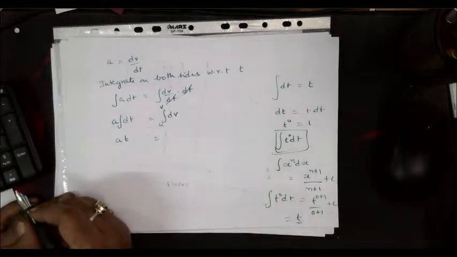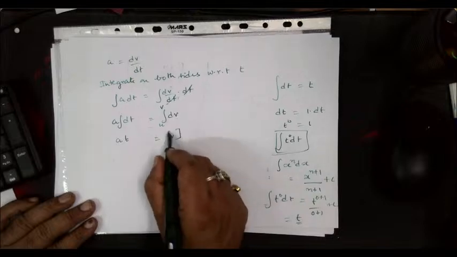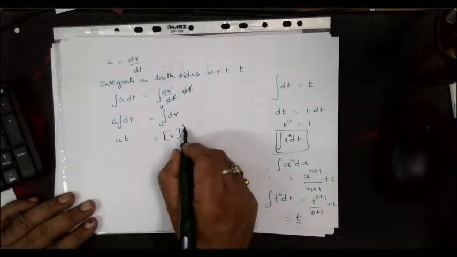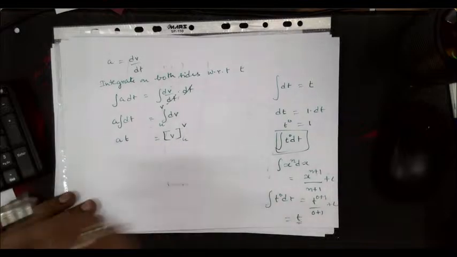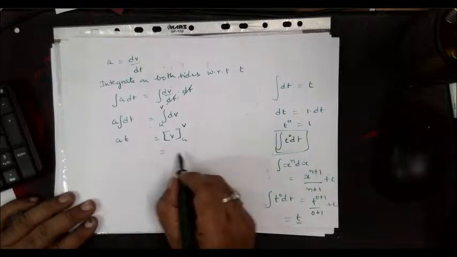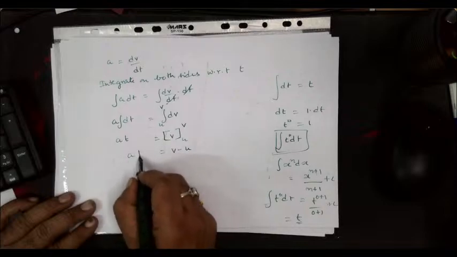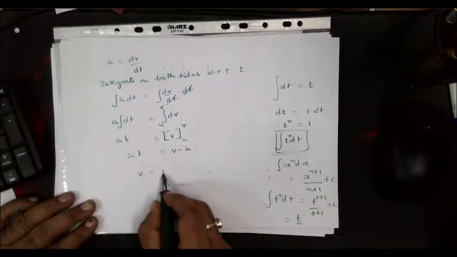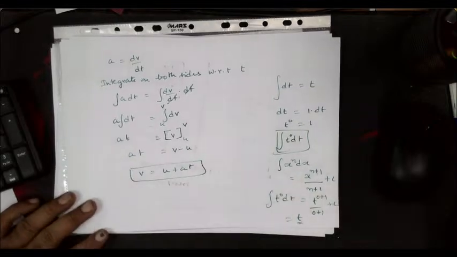Okay, so in that case this becomes v between the limits u and v. So final velocity minus initial velocity. Okay, so that can be represented as final minus initial, and this is at. Therefore v is equal to u plus at. So this is the first derivation.